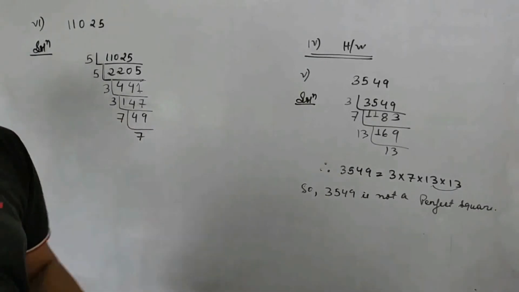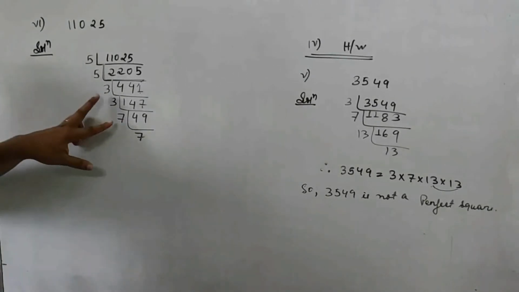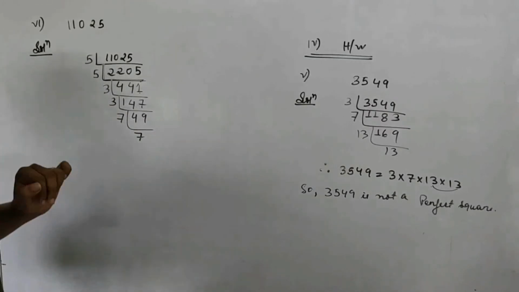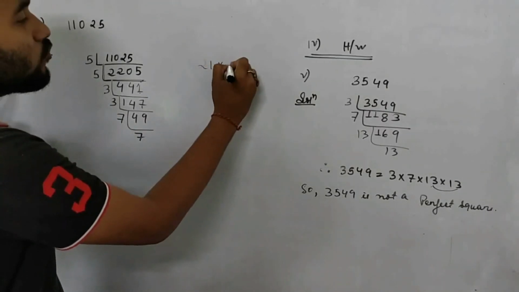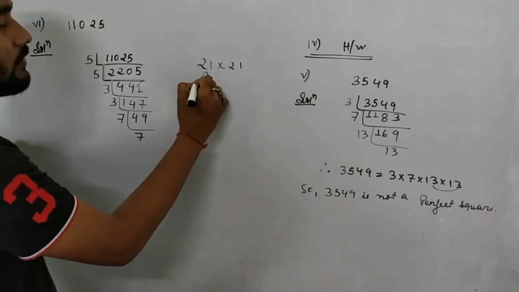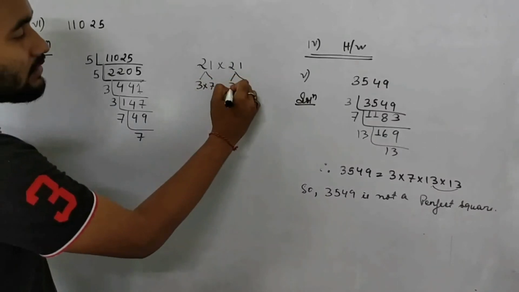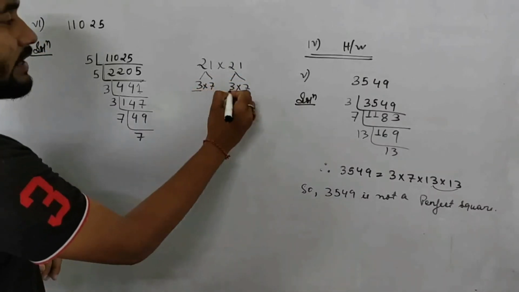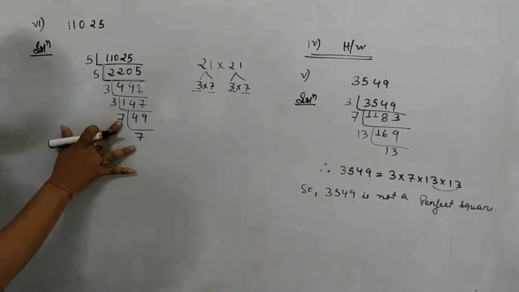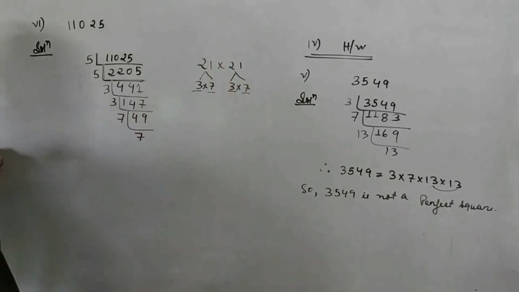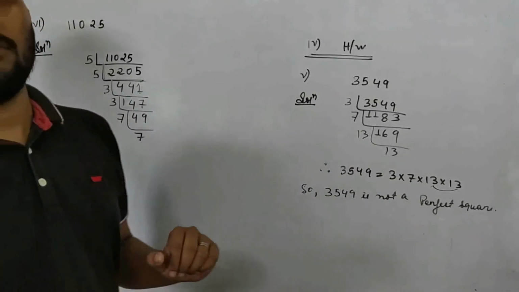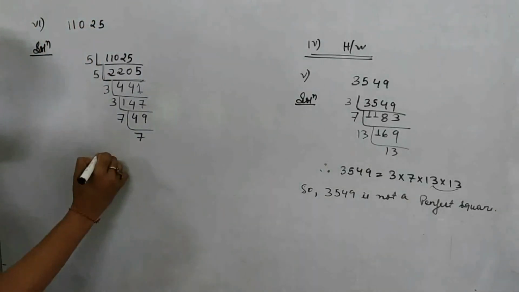Okay, but don't do directly 21 into 21. 21 is there. You see, 7 3s are 21, 7 3s are 21. It is there, but don't do 21 into 21. You have to use prime numbers only. So what will we do? We will do 3 7s are 21 and again 3 7s are 21. So see, there are 2 3s and there are 2 7s. Understood? Don't do 21 into 21 because it is not a prime number. But it is good if you memorize, okay?